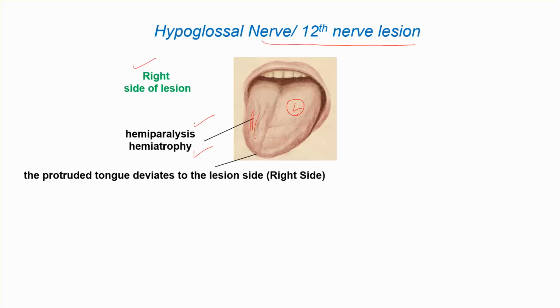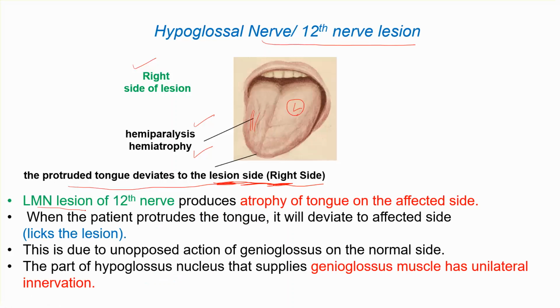And there is paralysis. Once we ask the patient to protrude the tongue, the protruded tongue deviates to the side of the lesion, to the right side. In this case it is the right side. So in lower motor neuron lesion of the 12th nerve, it produces atrophy of the tongue on the affected side. When the patient protrudes the tongue, it will deviate to the affected side, and we also call it licks the side of the lesion.